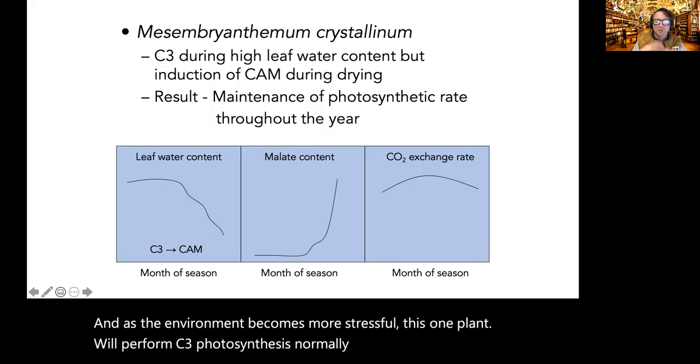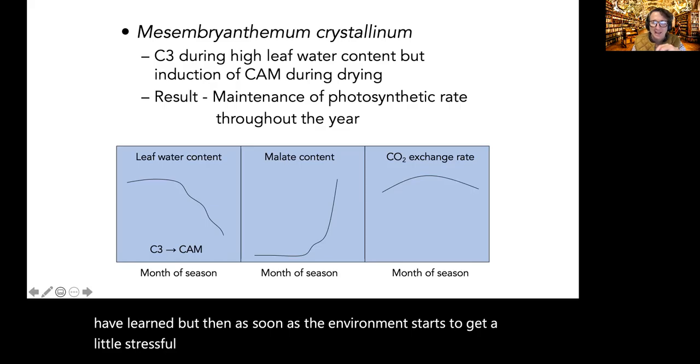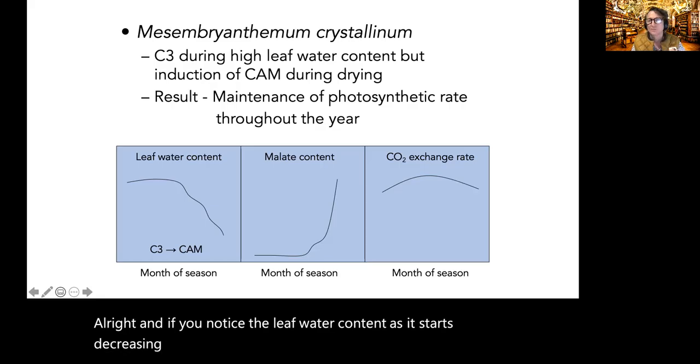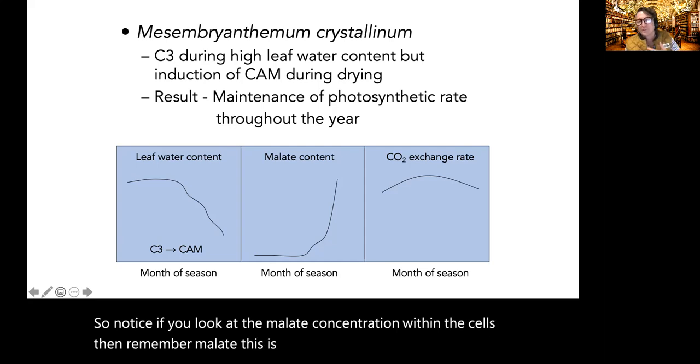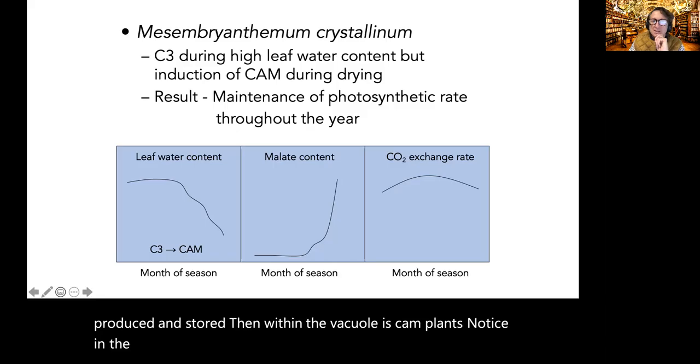So all the biochemistry we've learned. But then as soon as the environment starts to get a little stressful, it switches over and starts upregulating CAM photosynthesis, right? If you notice the leaf water content as it starts decreasing, it starts to switch over its biochemistry to CAM. Notice the malate concentration within the cells. Remember malate, this is the C4 acid that's produced and stored within the vacuoles of CAM plants. Notice in the dry season, it starts to become more acidic as we look across time.